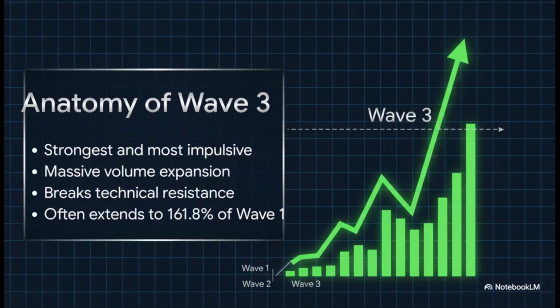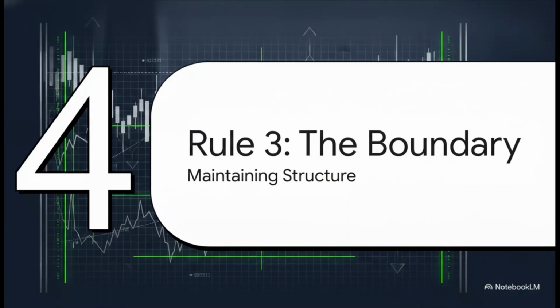Let's take a closer look at the anatomy of this so-called power wave. The literature paints a really clear picture here. First off, it's the strongest and most impulsive wave. You're going to see massive volume expansion, like volume spikes that just absolutely dwarf the earlier waves. It also frequently aligns with huge, aggressive technical breakouts, just smashing right through major resistance levels or moving averages. And mathematically speaking, a standard wave 3 typically extends to 161.8% of wave 1. In super crazy trends, it might even push to 261.8%. It's wild.